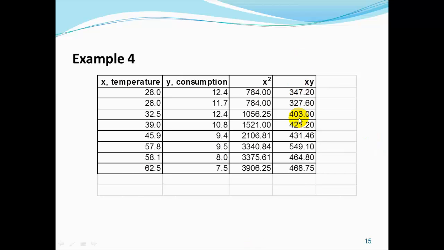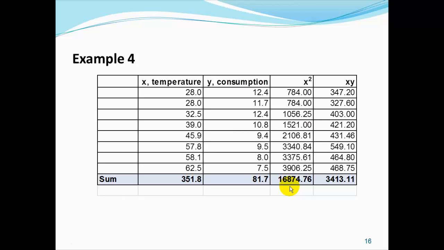Next, we fill in our last column by taking the product of each xy data pair. 28 times 12.4 equals 347.2. 28 times 11.7 equals 327.6. And we do this for all of our data pairs in order to complete the last column.